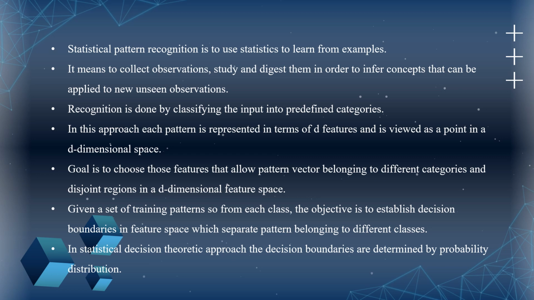for later use. In the statistical decision theoretic approach, the decision boundaries are determined by probability distribution. That is, we arrive at a decision boundary with the help of probability distribution, or with the help of probability we come to a conclusion, or we make a decision, or we decide the decision boundaries.